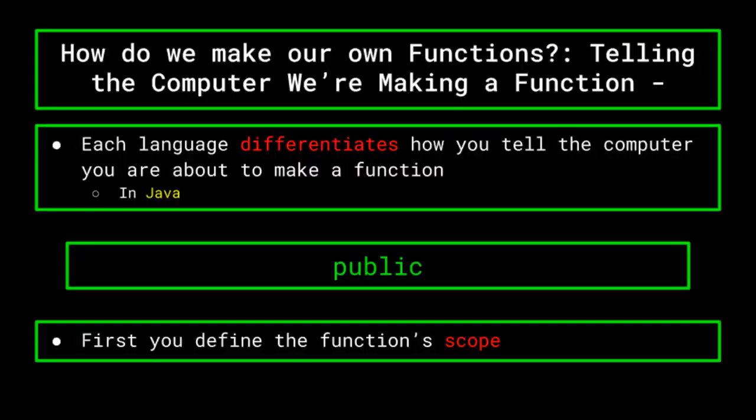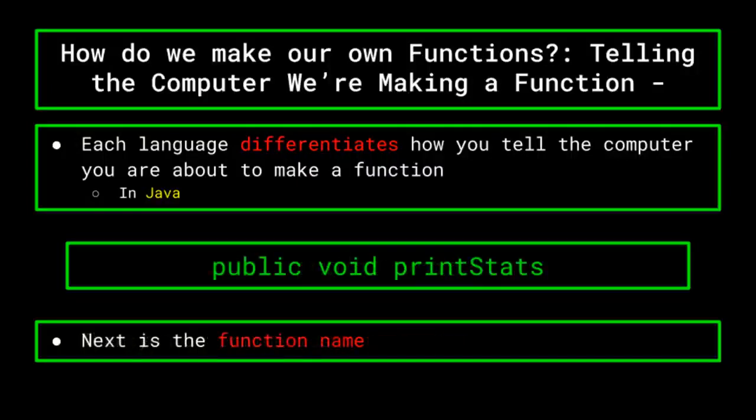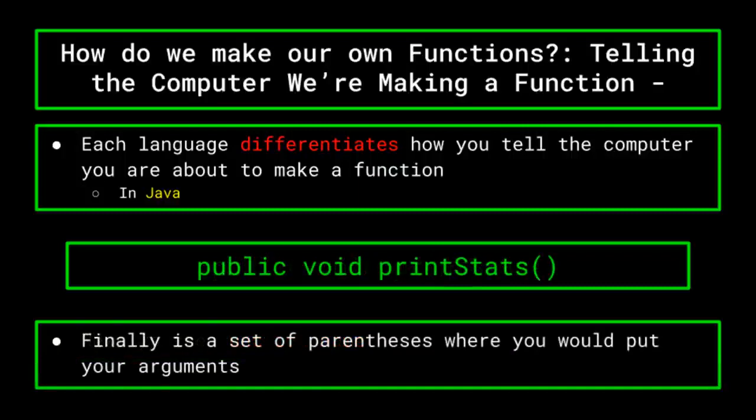From there, you then determine which type of function it is. So in this case, since it won't be returning any variables, we'll just put void to signify this type of function will not be returning anything. Finally, you put the function name after those two identifiers, along with a set of parentheses after it like so. The parentheses are where your arguments would go if you were making a function that took in arguments. But since for our first type of function, we're not incorporating arguments into this function, let's just leave those blank.